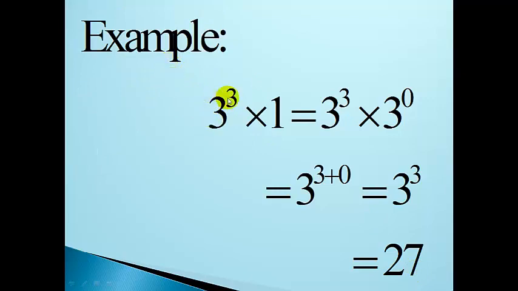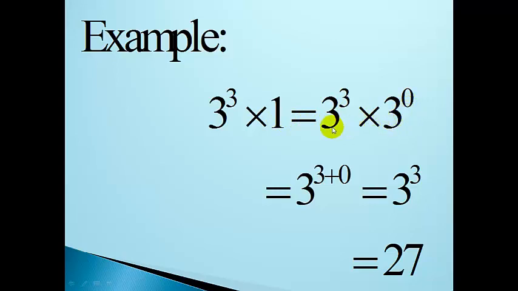Example, 3 raised to the power 3 times 1. This is equal to 3 raised to the power 3. Take note that 1 is equal to 3 raised to the power 0. That is, any number raised to the power 0 equals 1. And therefore, because the base we have here is 3, we can also express 1 as base 3 with an exponent 0. And so 3 raised to the power 3 times 1 is equal to 3 raised to the power 3 times 3 raised to the power 0.